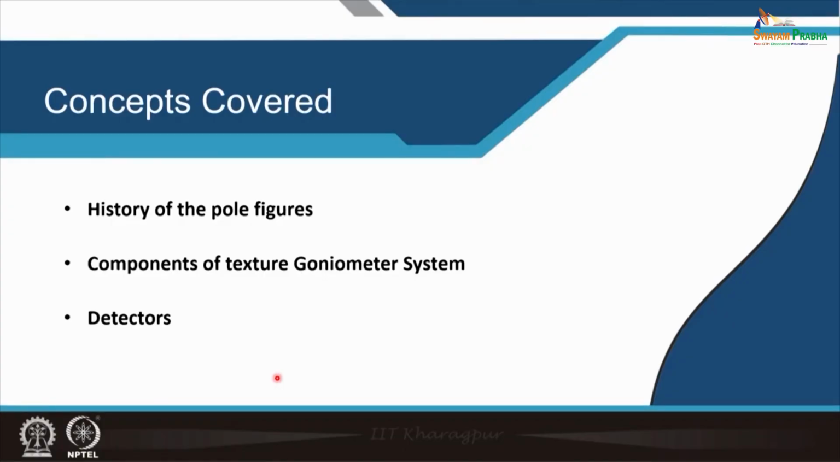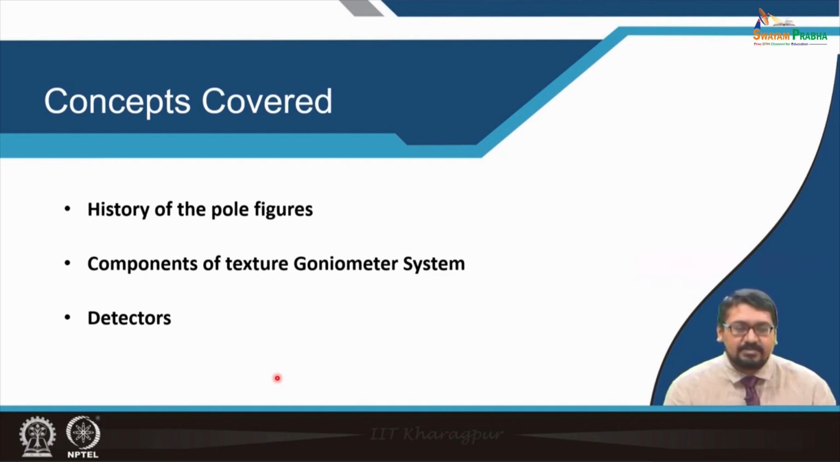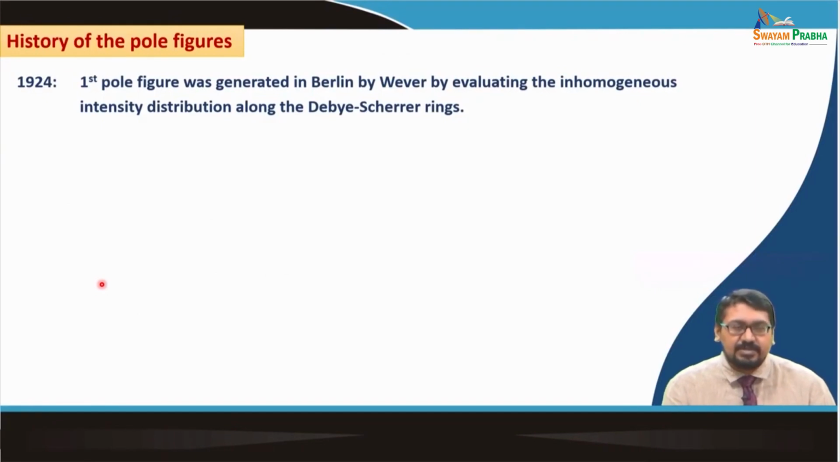So, the concepts that will be covered in this lecture are the history of the pole figure development, and then we will go through various components of the texture goniometer system, and then we will look into detectors in a little more detail. When we look into the history of pole figures, it was Weber who in 1924 generated the first pole figure at Berlin University in Germany. He did it by evaluating the inhomogeneous intensity distribution along the Debye-Scherrer rings.